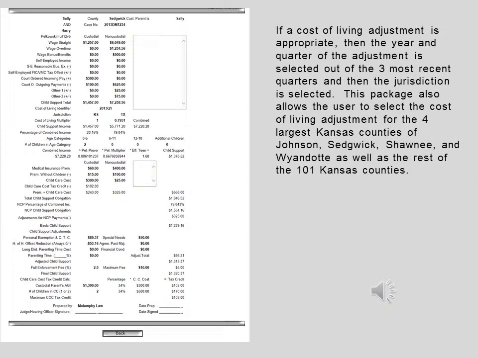If a cost of living adjustment is appropriate, then the year and quarter of the adjustment is selected out of the 3 most recent quarters, and then the jurisdiction is selected. This package also allows the user to select the cost of living adjustment for the 4 largest Kansas counties of Johnson, Sedgwick, Shawnee, and Wyandotte, as well as the rest of the 101 Kansas counties.